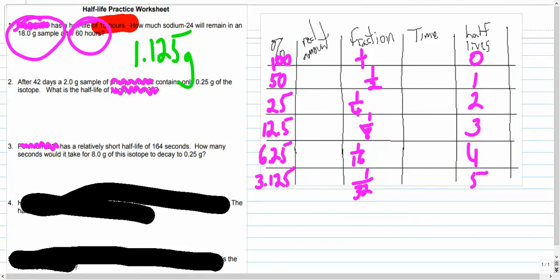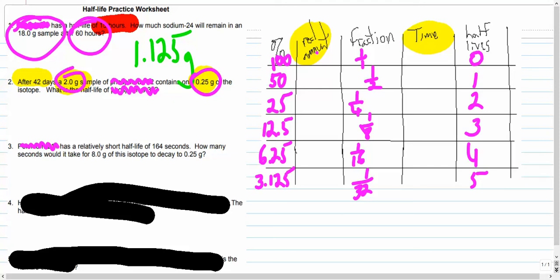Okay, so now let's hit number 2 and see how that goes. After 42 days, okay, so that's going to be a time. A 2-gram sample, that sounds like an original amount, and it's gone down to 0.25 grams. So let's start with that. Let's fill in those things. So we've got 2 grams to start, and we wind up with 1/4 of a gram. So if my real original amount is 2 grams, if I cut that in half, I get 1 gram. And then 1/2 a gram, and then 1/4 of a gram. So this is the row that I'm interested in right here.